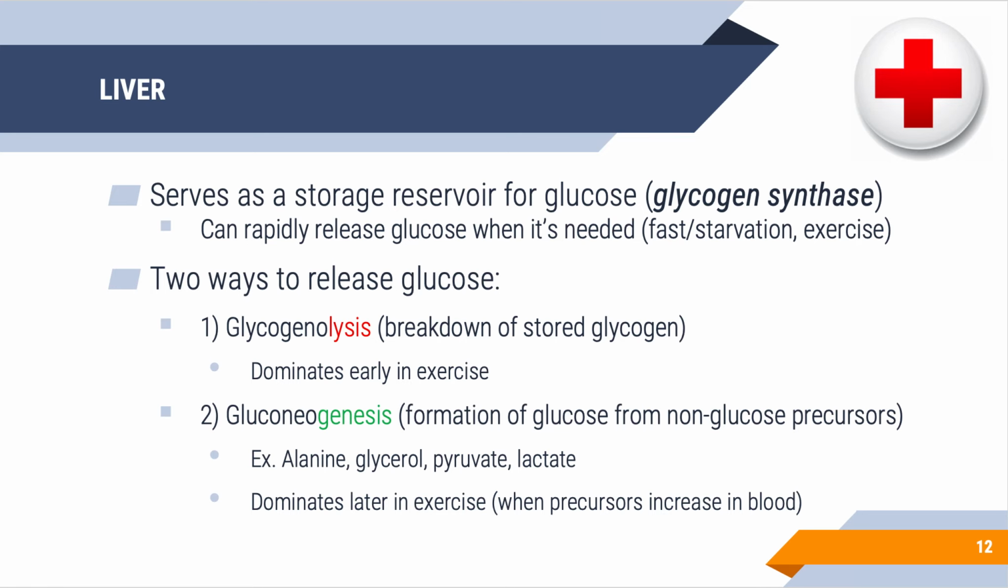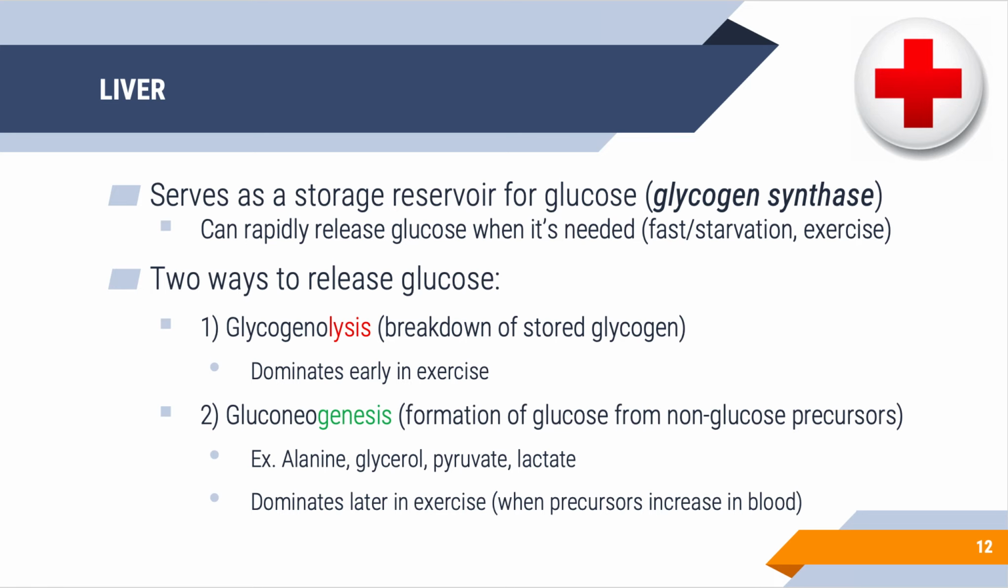so the formation of glucose from non-glucose precursors. These non-glucose precursors are alanine, glycerol, pyruvate, and lactate. And this dominates later in exercise because we need time for those precursors to be formed. So alanine is an amino acid, glycerol comes from the breakdown of triacylglycerol, pyruvate we'll see is a product of glycolysis, and lactate is going to be a byproduct of exercise metabolism.